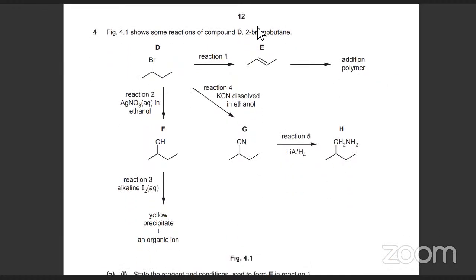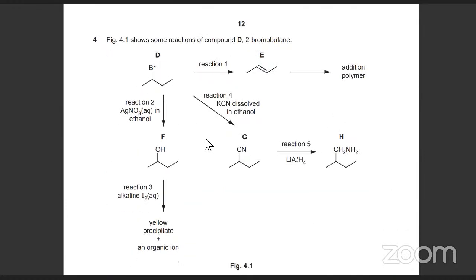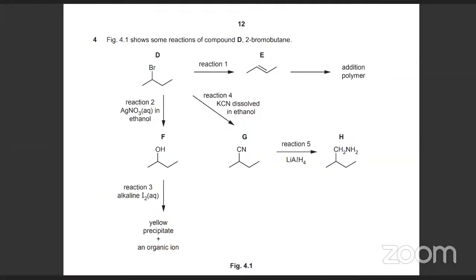So now show some reactions of compound D. I guess he's asking for the reagents. How do you go from a halogenoalkane to an alkene? Concentrated NaOH. The NaOH hota hai, lekin it's this one. It's concentrated NaOH, but it's ethanolic as well, plus heat. So the halogenoalkane will turn into an alkene. Okay, so that's the reaction. NaOH ethanolic plus heat.